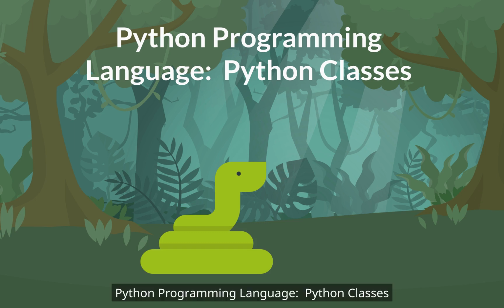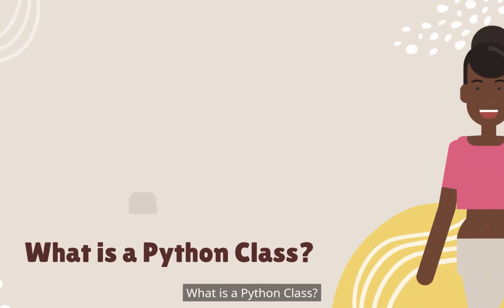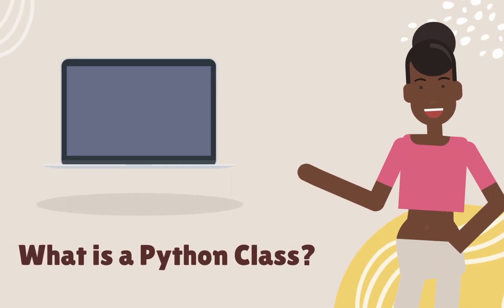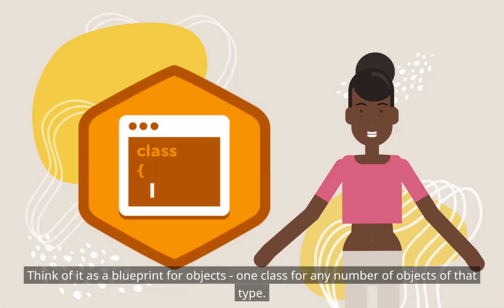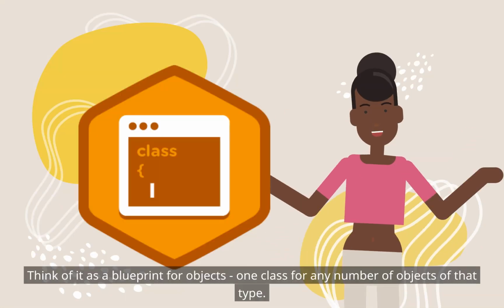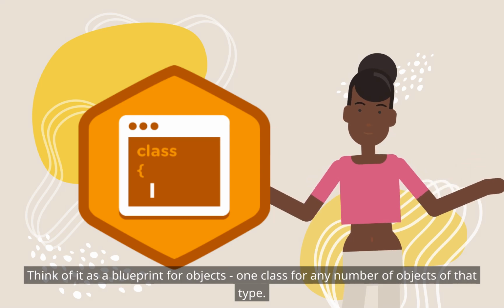Python programming language, Python classes. What is a Python class? So, what exactly is a Python class? Think of it as a blueprint for objects, one class for any number of objects of that type.